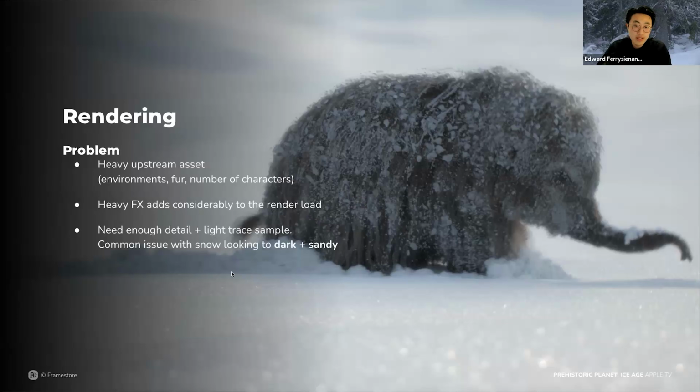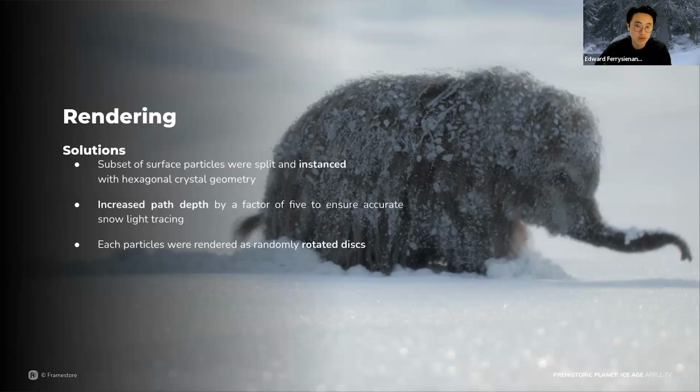So the common issue with this is if we don't render with enough light samples, you can get quite a dark and sandy look to the snow. And to be able to get this really beautiful, white, bright look, we definitely needed to do a bit of a workaround. The solution that we came up with for that is that a subset of the particles will then spawn an instance with hexagonal crystal geometry.